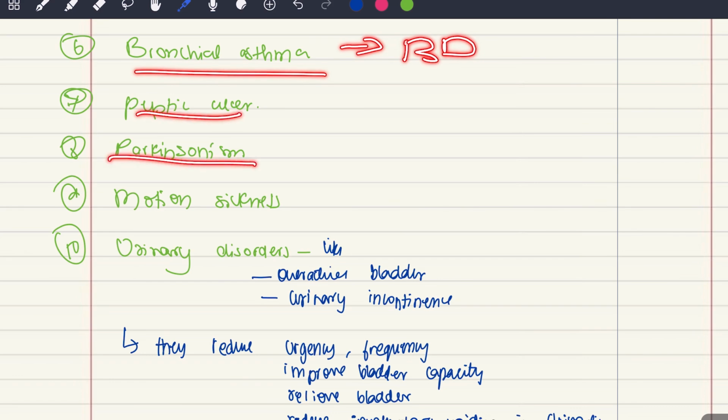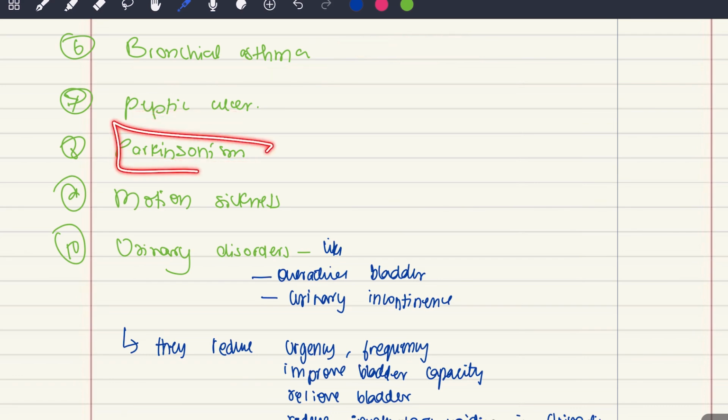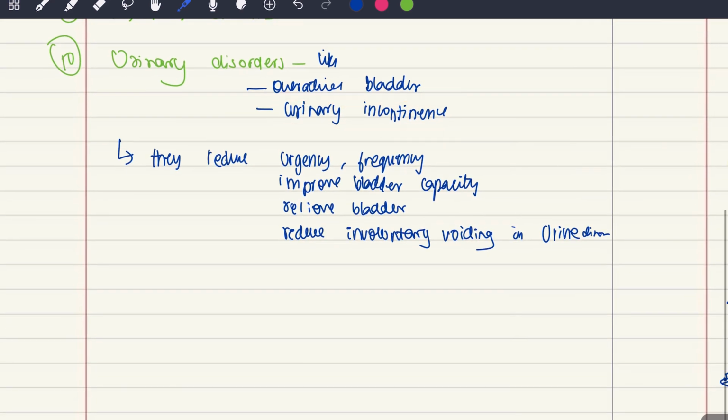In peptic ulcers, in drug-induced Parkinsonism, and in urinary disorders such as an overactive bladder or urinary incontinence. They reduce the urgency and frequency of urine, they improve the bladder capacity, and they relieve the bladder and reduce the involuntary voiding of urine.